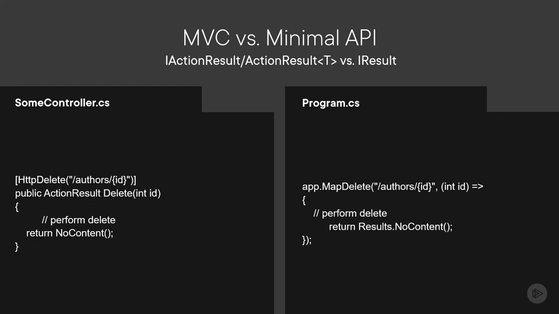As we've discussed, controllers should typically return an action result of some kind. Minimal API style endpoints return IResult, and a new static class called Results provides a large number of helpers you can use to return common result types, like no content, not found, etc.